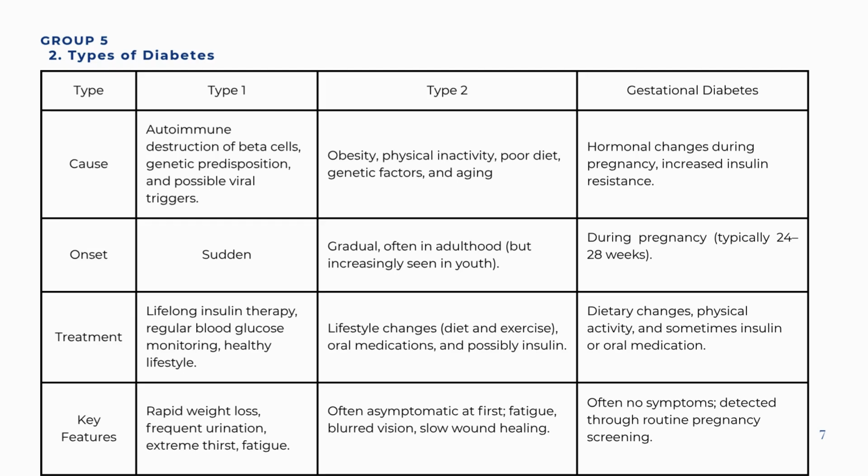The next one is gestational diabetes. It is caused by hormonal change during pregnancy, increasing insulin resistance, typically at 24 to 28 weeks. Dietary change, physical activity, and sometimes insulin or oral medication are the treatment for this kind of diabetes. It often has no symptoms and is detected through routine pregnancy screening.